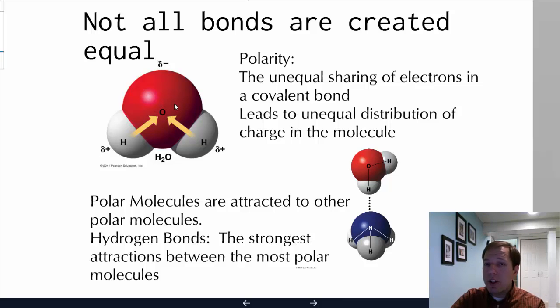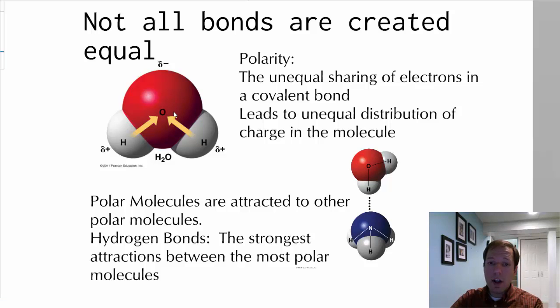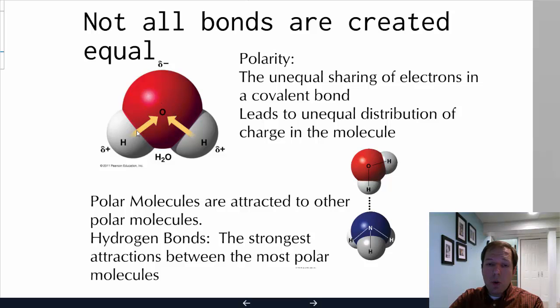Now, oxygen, which is highly electronegative, is greedy for electrons. Those electrons, which are supposed to be shared between oxygen and hydrogen in a covalent bond, end up spending most of their time in the orbitals surrounding the oxygen atom, and not spending very much time in the orbitals surrounding the hydrogen atoms. That leads to an unequal distribution of charge in the molecule.